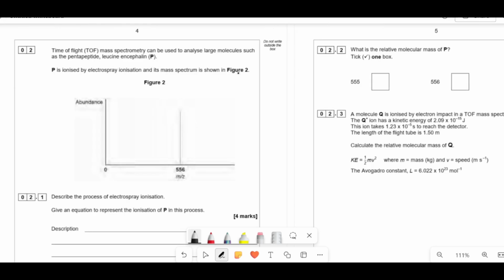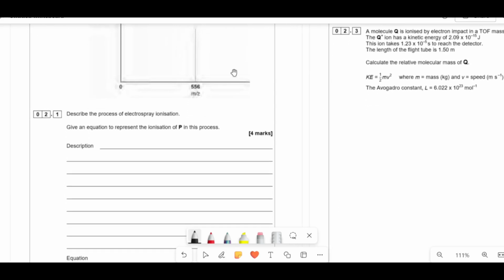So time of flight mass spectrometry can be used to obtain large molecules such as the pentapeptide, this. P is ionized by electrospray ionization, and its mass spectrum is shown here. Describe the process of electrospray ionization and give an equation to represent the ionization of P in this process.